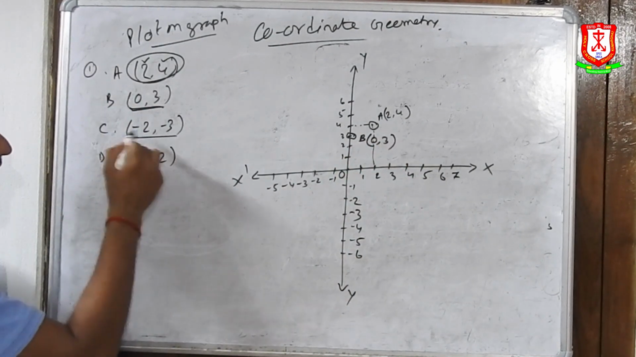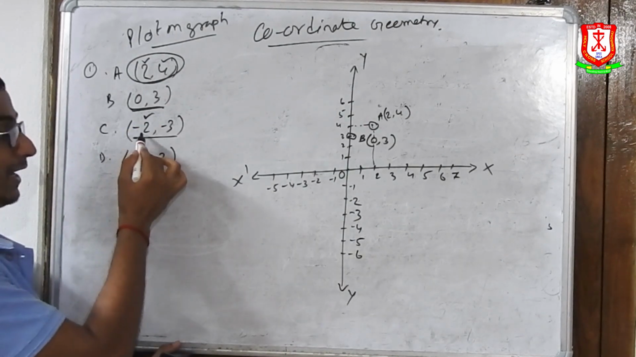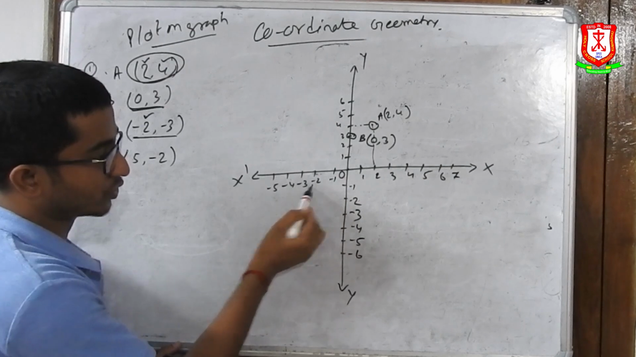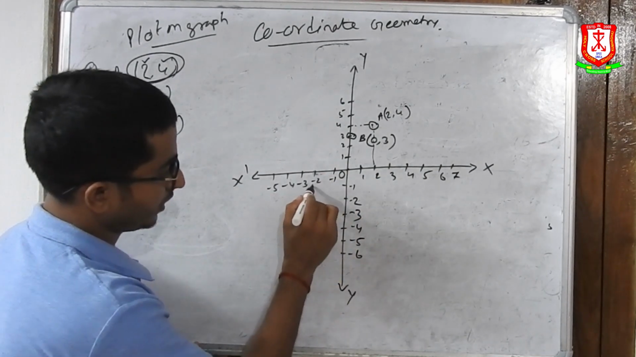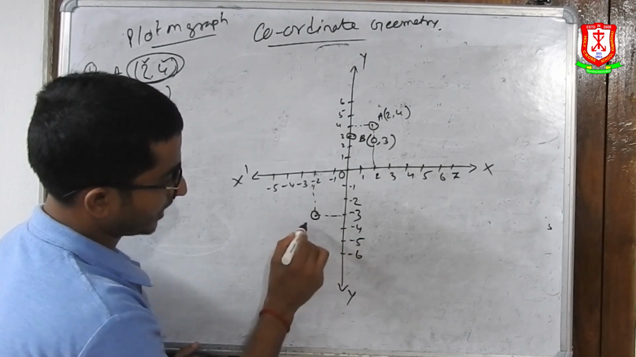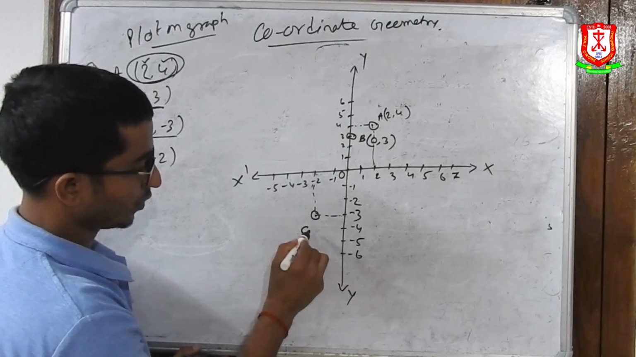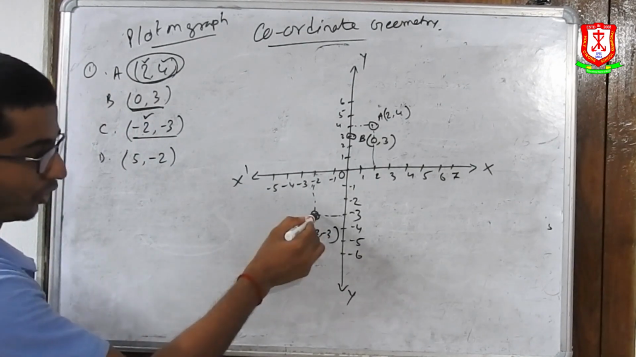Then point C, minus 2 minus 3. The value of x is how much? The value of x is minus 2. Then here is minus 2. The value of y is minus 3, it will be down here. If we draw the dotted line, from there it will come. Here is the point C whose coordinate is minus 2 minus 3. This is our point C.